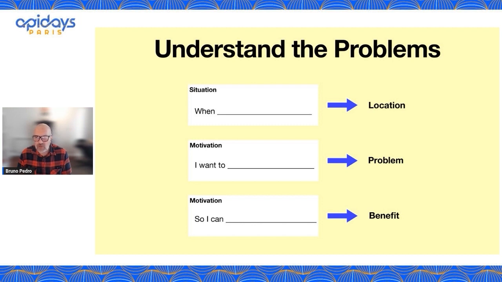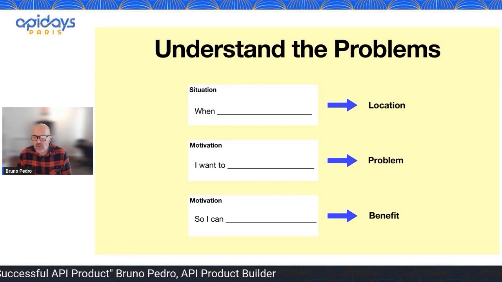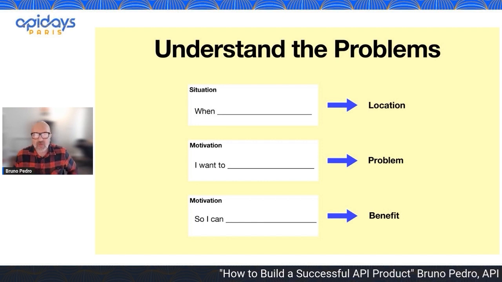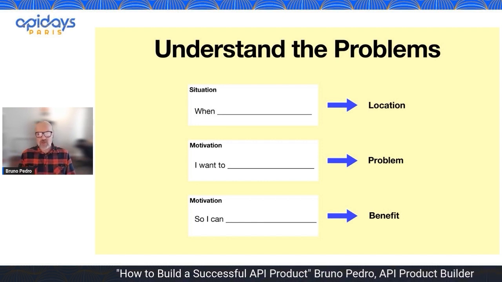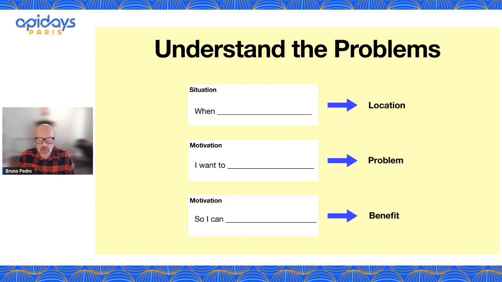So the three things that you can extract here are the location. Location in our perspective doesn't mean a physical location, but it means potentially what type of application the user was at the time. The problem is exactly what problem the user was facing, and the benefit is you can also use it to communicate back to your customers what those users would get after they get that job done.